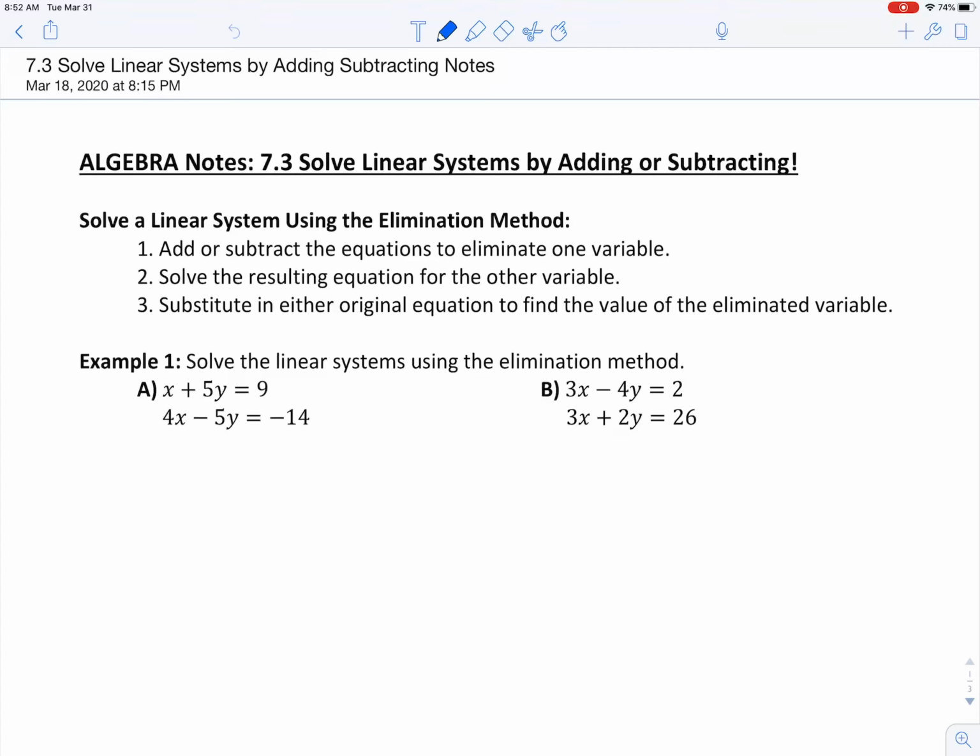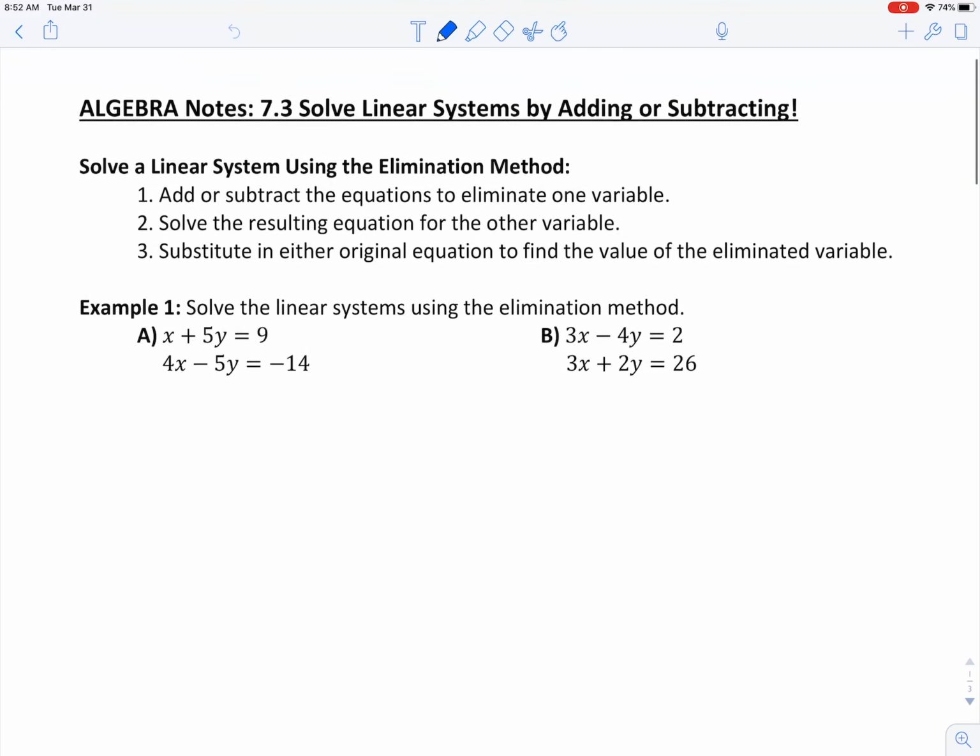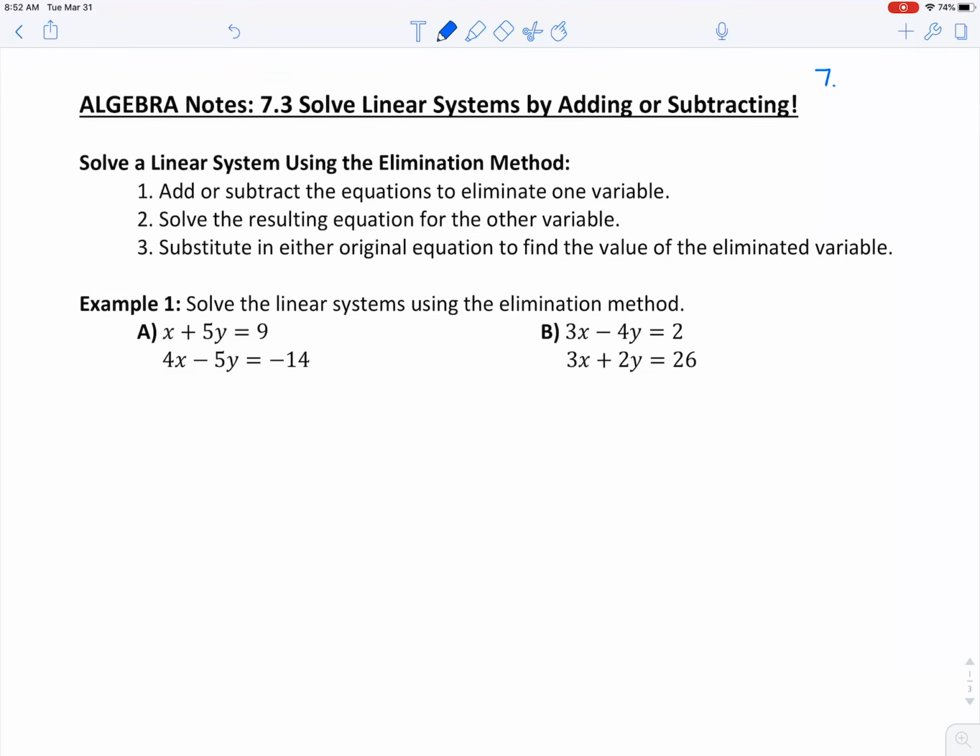Hello class. Today we're going to do lesson 7.3, which is on solving linear systems by adding or subtracting. So just to refresh our memory, in lesson 7.1, we learned how to solve systems by graphing. So that's when we literally, on a coordinate plane, would graph two lines and find where they touched. That point of intersection was our xy point, our coordinate point, and that was the solution.